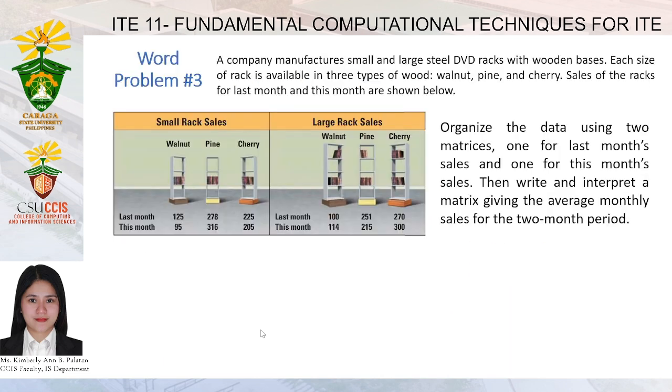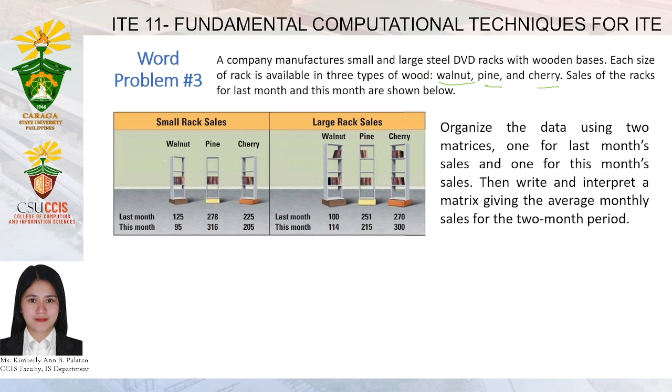Okay, let's proceed with the word problem or the real-world application. How do we apply this matrix concepts sa tinuod nga kinabuhi? Okay, let's read the problem. A company manufactures small and large steel DVD racks with wooden bases. Each of the rack is available in 3 types of wood: walnut, the pine, and the cherry. Sales of the racks for last month and this month are shown below.